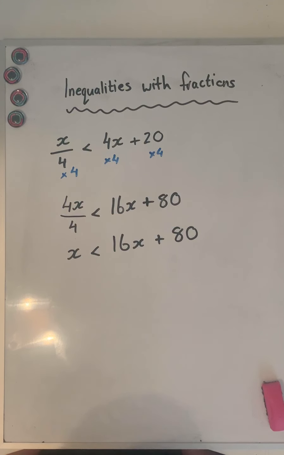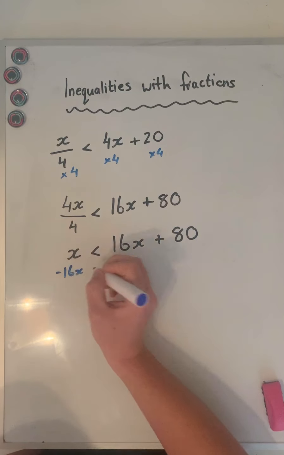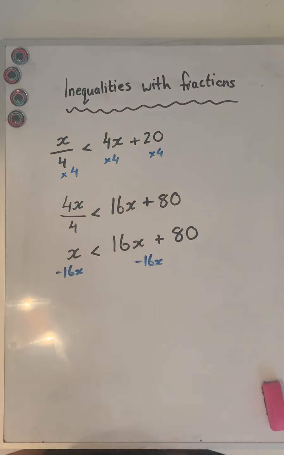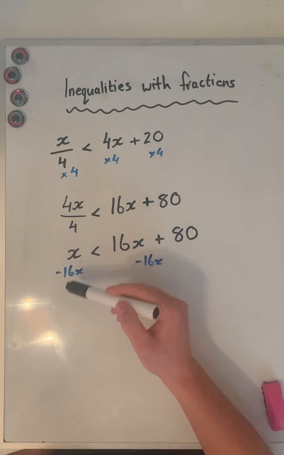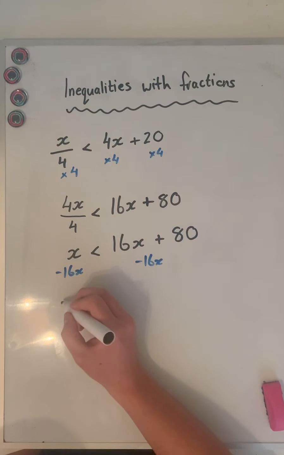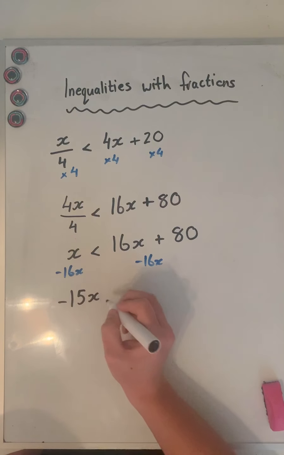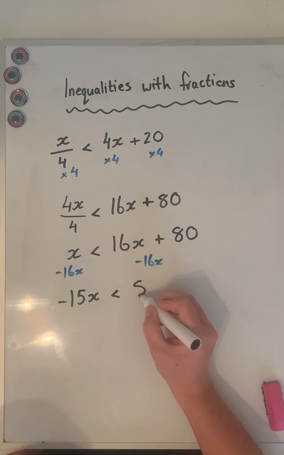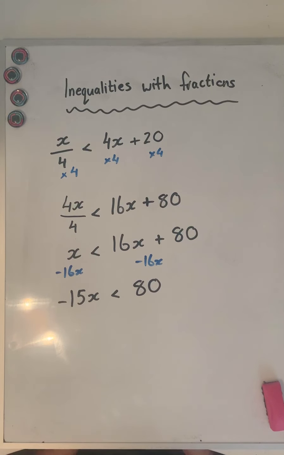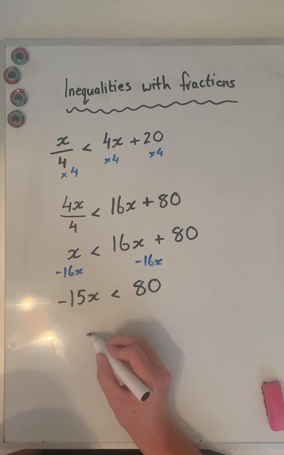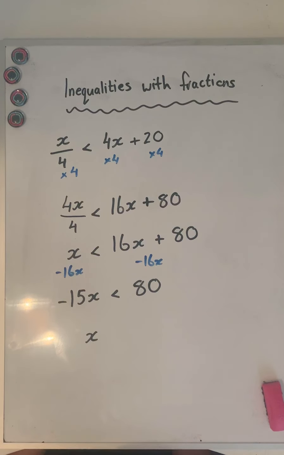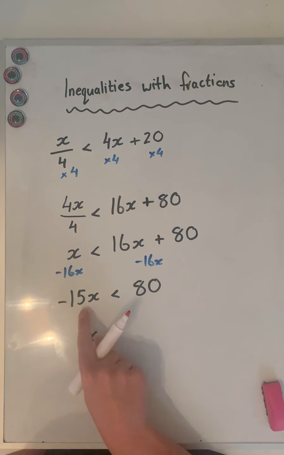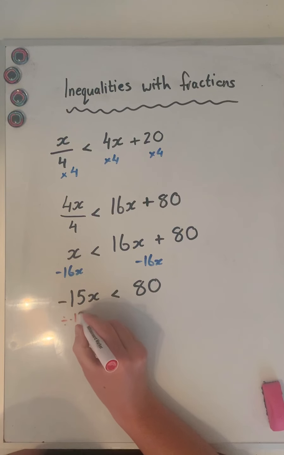I'm thinking to myself just now, I've got x is less than 16x plus 80, so I would have to subtract 16x from both sides, wouldn't I? So subtract it from that side, subtract it from this side. So x minus 16x would give me negative 15x is less than 80. I'm nearly there. Remember, with your inequality you always want to leave with a positive x in the last term. So at this point, I'm going to have to divide by this coefficient of negative 15.